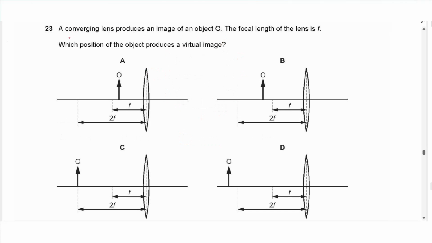Question 23 says a converging lens produces an image of an object O. The focal length of the lens is F. Which position of the object produces a virtual image? That would be between the focal point and the center of the lens. So it should be at a distance less than the focal length. So the answer is A. This is the focal point and this is the center of the lens, and the object is between these 2 points.